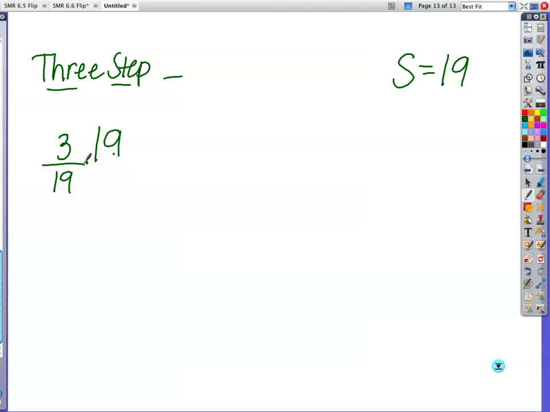3/19 times 19. The reason that I'm leading you down this path is because the 19 and the 19 will cancel out, right? And then what's left? 3. See, you think it's an ugly number. You think 19 is like a horrible fraction, and it turns out it's not so bad.